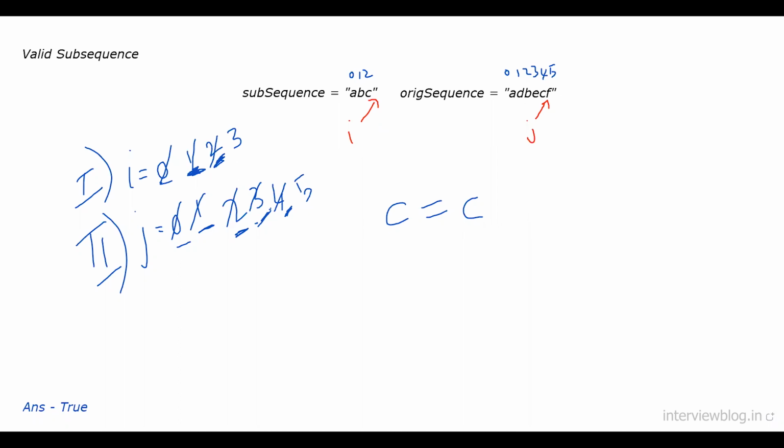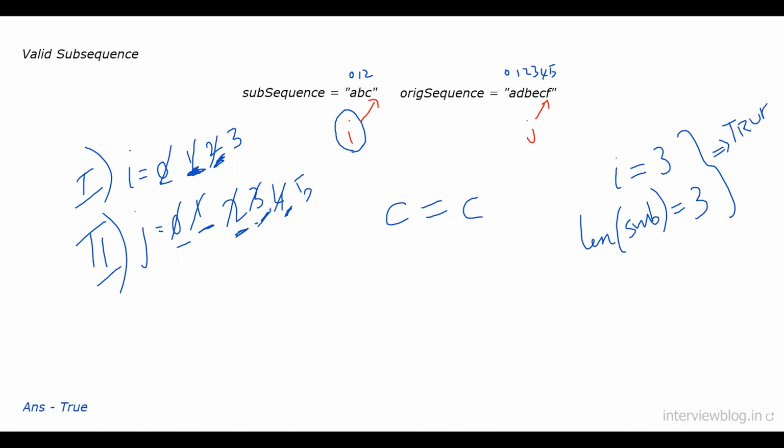So now we can see that our ith pointer has now finished traversing the subsequence. Hence, in this case, I'll be checking if the value of I, which is 3, is equal to the length of subsequence, which is also 3. Since both of these are equal, our function will be returning true in this case. This means that our subsequence is a valid subsequence of the given original sequence.